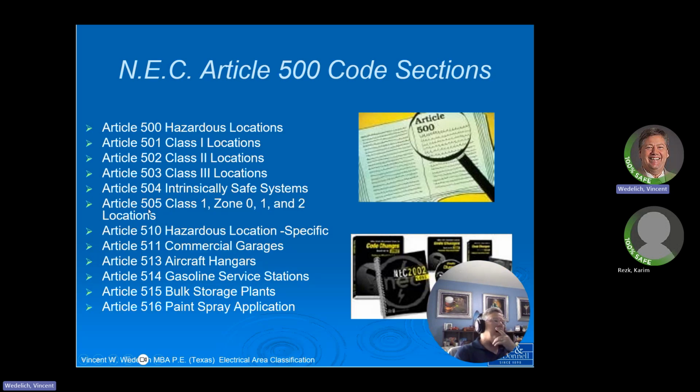Then you have 505. In 505, they actually merged the division system with the zone system. They made it harmonious, and they did this in 1996, actually. But class one, zone 0, 1, 2, and locations, that's what 505 is about. 510 is hazardous location specifics.